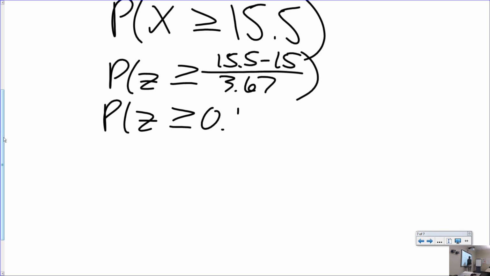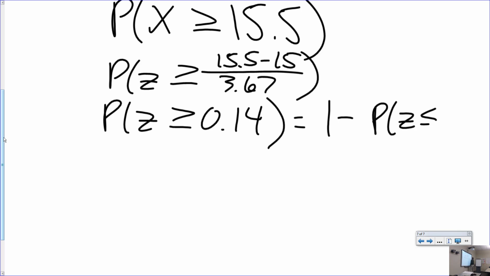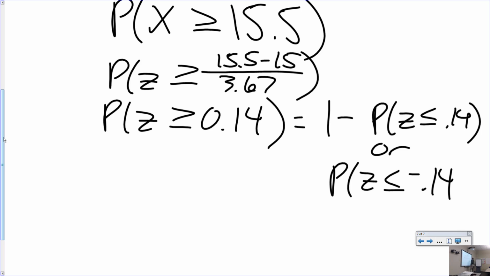So about 0.14. Remember that that's greater than. You either do the 1 minus, or you use the negative. Either 1 minus the probability that Z is less than or equal to 0.14, or the probability that Z is less than or equal to negative 0.14. Either way you want to go, just make sure you do it right.